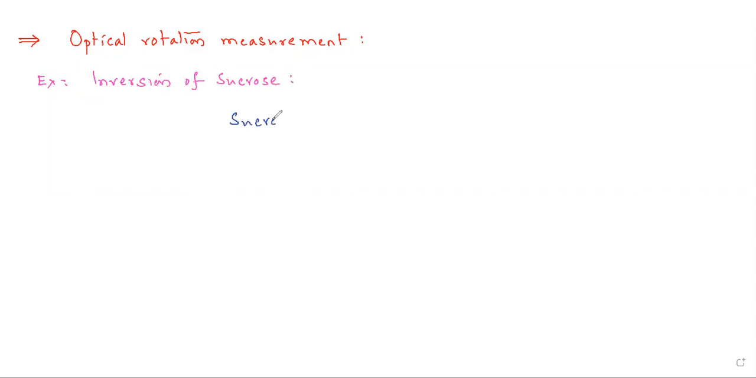Now it is the optical rotation measurement that is used for monitoring the progress of the reaction. Let us consider inversion of sucrose. We know that sucrose on hydrolysis in the presence of acid gives glucose and fructose.